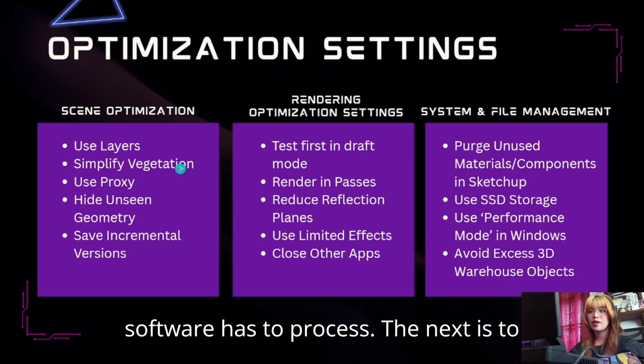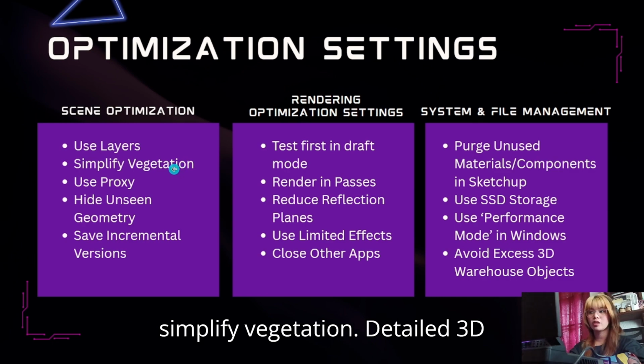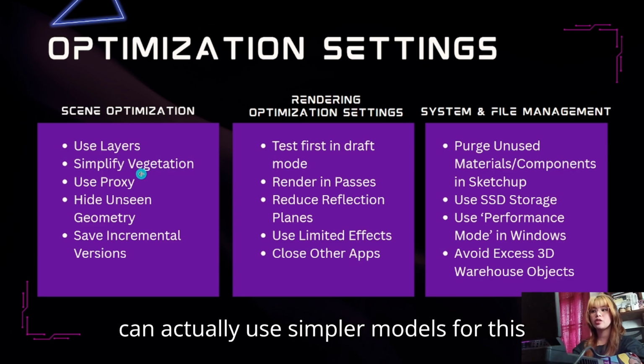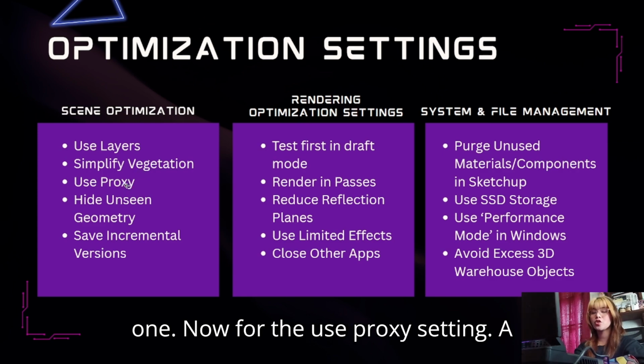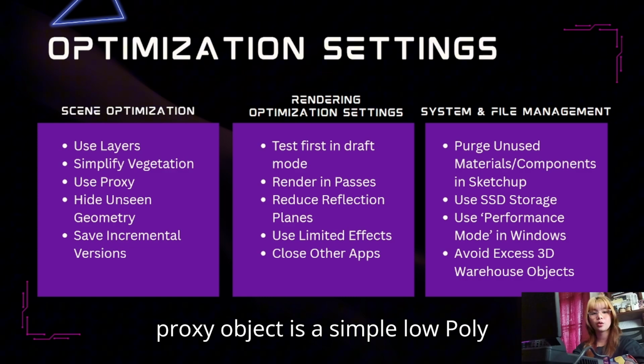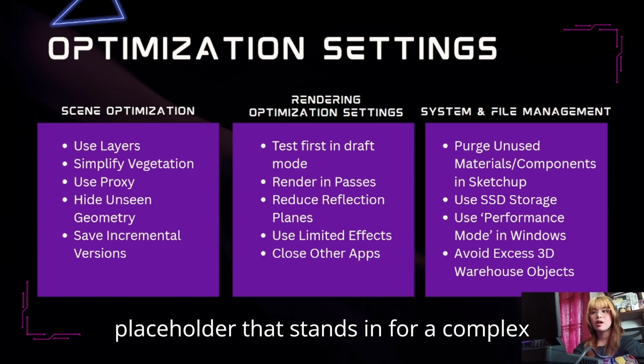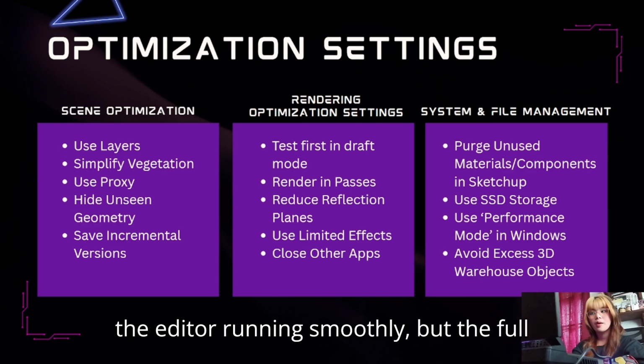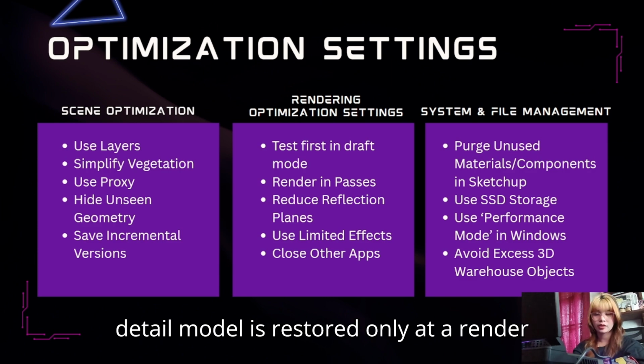The next is to simplify vegetation. Detailed 3D vegetation, trees, bushes, grass, is often the most resource intensive element. So you can use simpler models for this one. Now, for the use proxy setting, a proxy object is a simple low poly placeholder that stands in for complex, high poly models like a detailed car or statue in the viewport. This keeps the editor running smoothly, but the full detail model is restored only at render time.